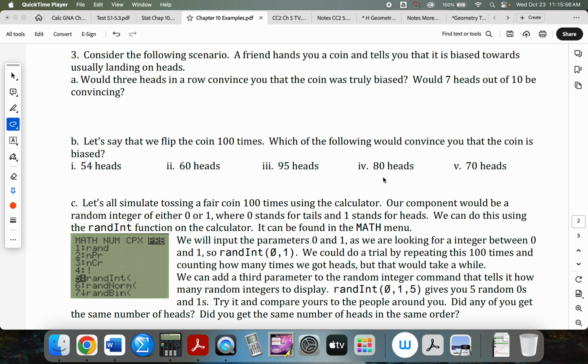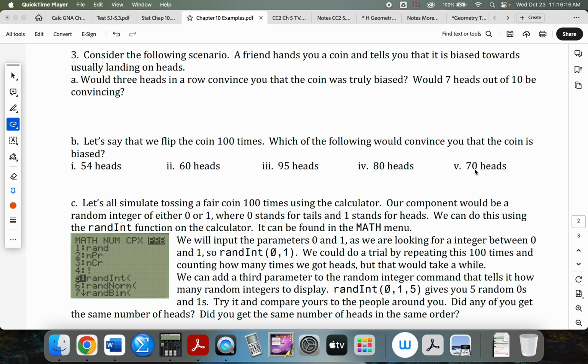80? Yes. I mean, I'd be very... 80, I would be like, wow. You'd be highly suspicious. What about 95? Oh, it's definitely biased. The thing does not have a tails. For me on this one, I'm pretty convinced it's 70 actually.